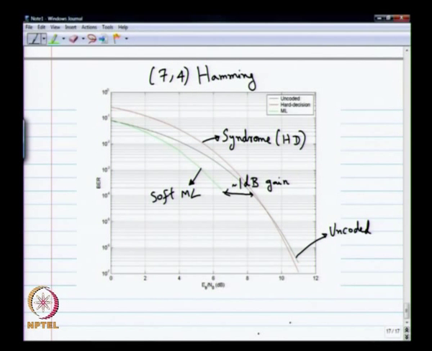So, you get 1 dB of coding gain from the Hamming code, and the capacity is going to be somewhere close to 0, and the gap is about 7 dB or so. So, you are far away from the capacity. 7 dB is a lot. I mean, you might think, what is 1 dB?